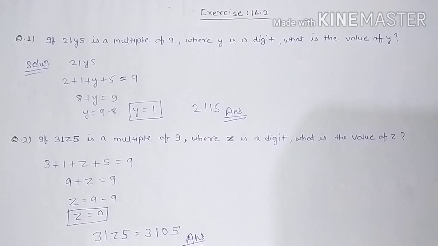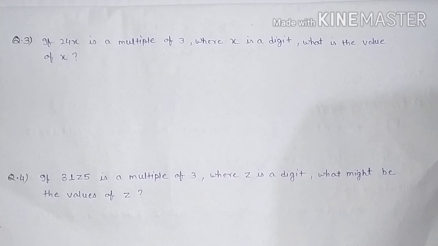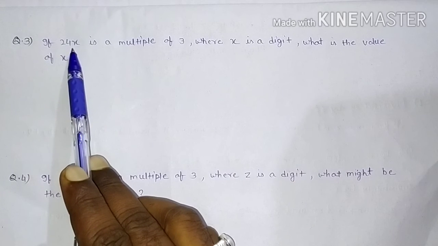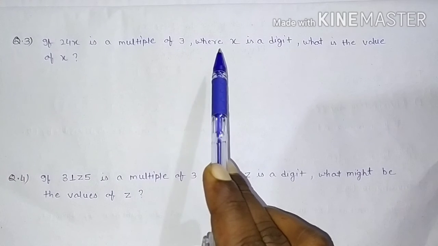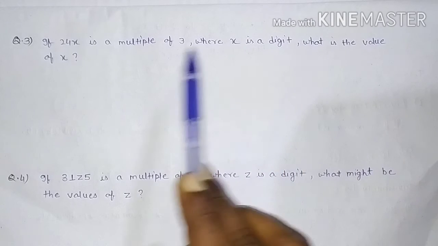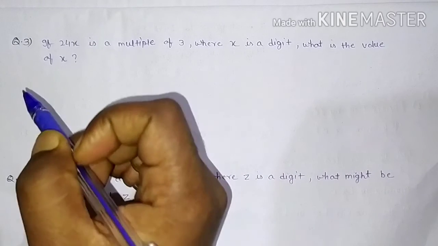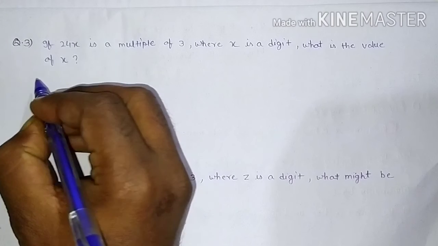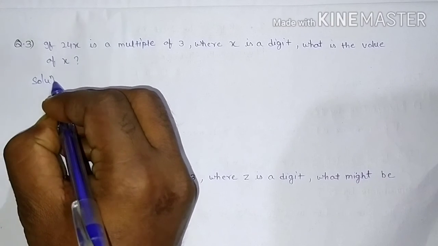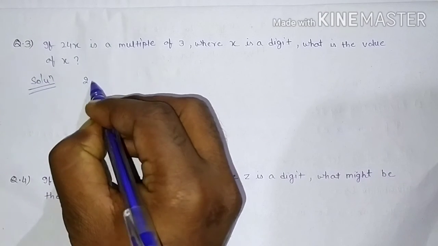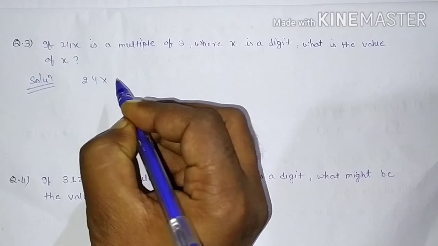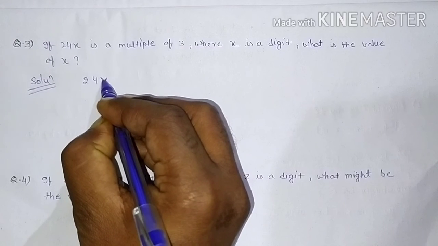Now next question, that is question number 3. If 24x is a multiple of 3, where x is a digit, what is the value of x? So simply, solution: 24x, it is a multiple of 3.